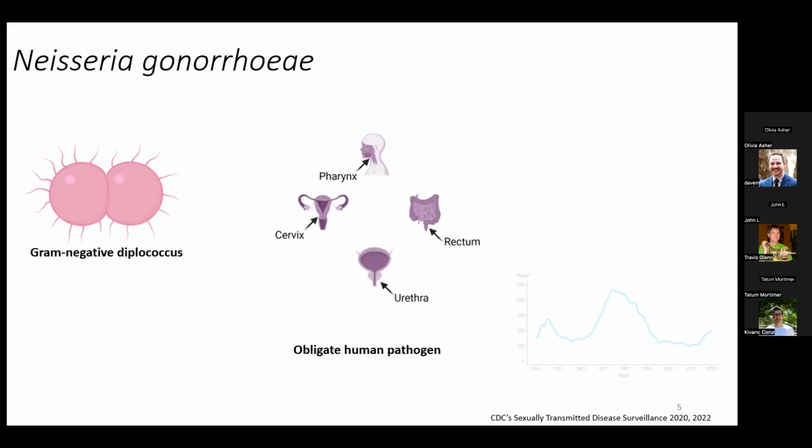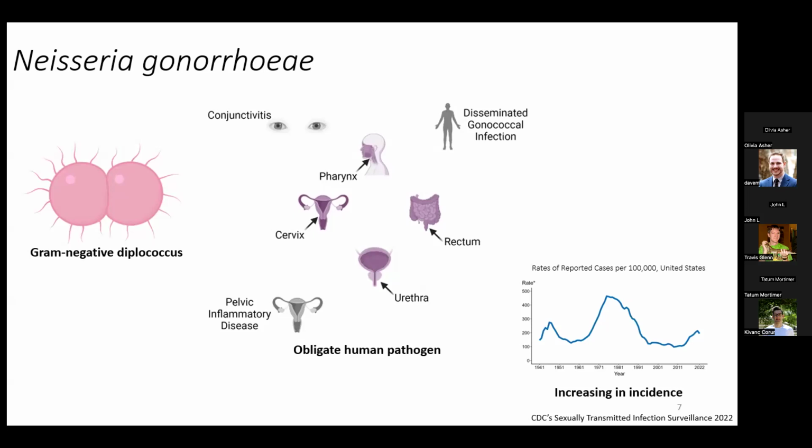However, it can also cause more severe outcomes like pelvic inflammatory disease, which leads to infertility, conjunctivitis, which in babies can lead to blindness, as well as disseminated gonococcal infections. In the pre-antibiotic era, gonorrhea was actually one of the leading causes of endocarditis, or heart infections, in young people. And while we hit a historic low in 2009, since that time, the rates of gonorrhea have been rapidly increasing.